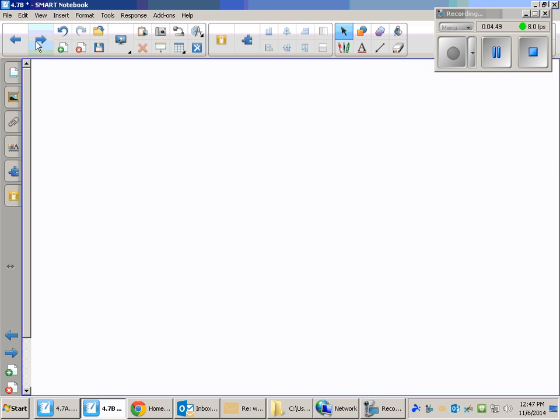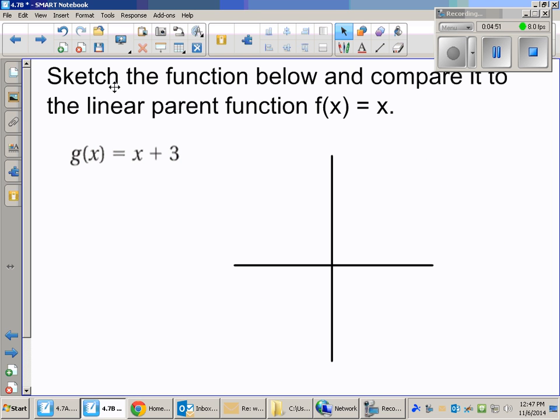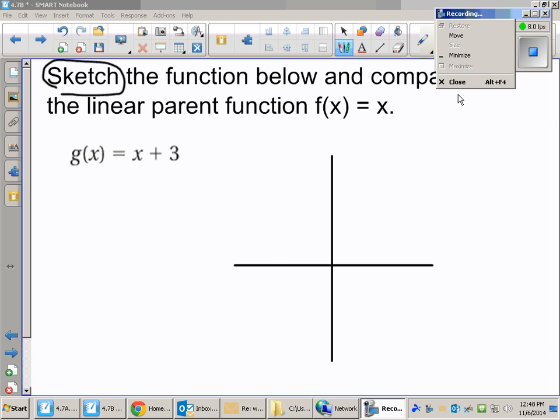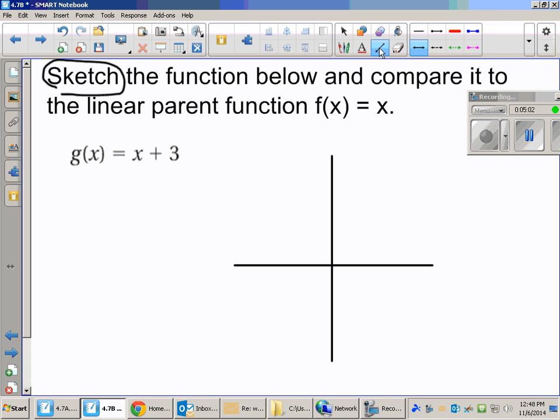Okay, so examples. Notice that the directions are going to say to sketch. We do not need grid paper or graph paper for this. We can just sketch these. The first thing we're going to put on our sketch is our parent graph. You probably want to make that dashed or dotted so that we know it's different than this line right here.